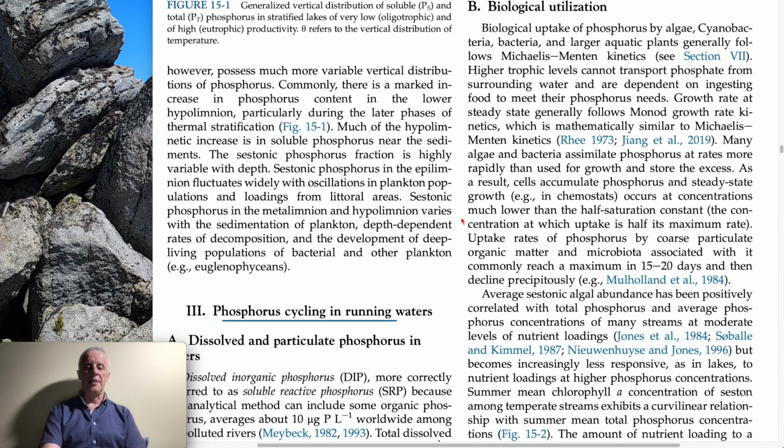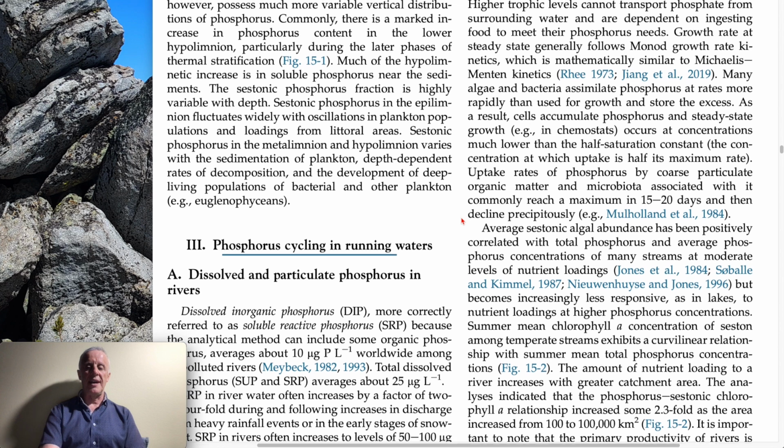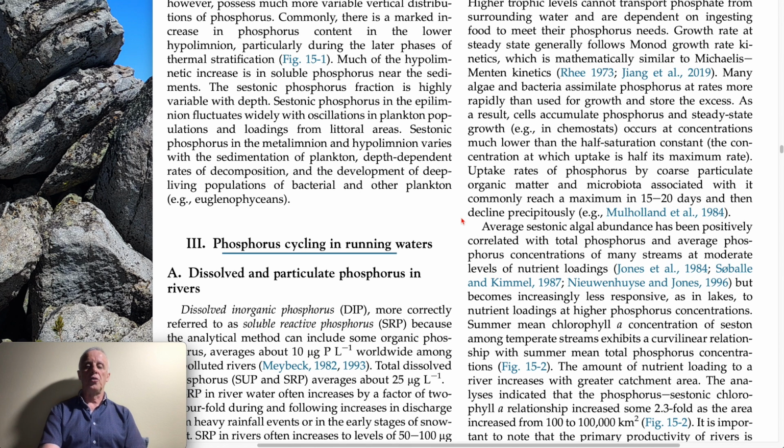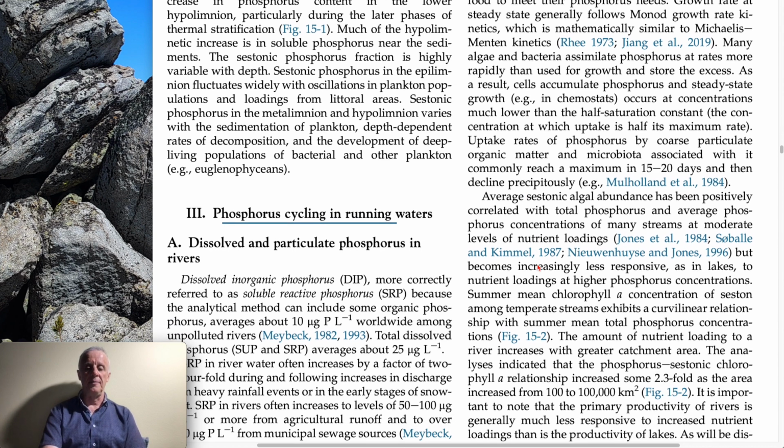Many algae and bacteria assimilate phosphorus at rates more rapidly than used for growth and store the excess. As a result, cells accumulate phosphorus and steady-state growth occurs at concentrations much lower than the half-saturation constant. Uptake rates of phosphorus by coarse particulate organic matter and microbiota associated with it commonly reach a maximum in 15 to 20 days and then decline precipitously.